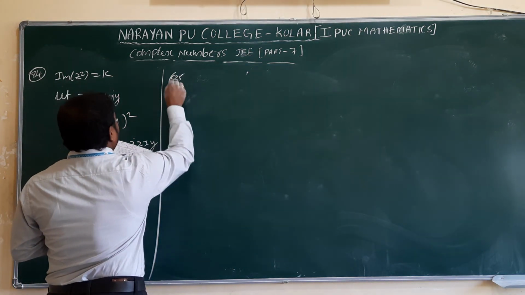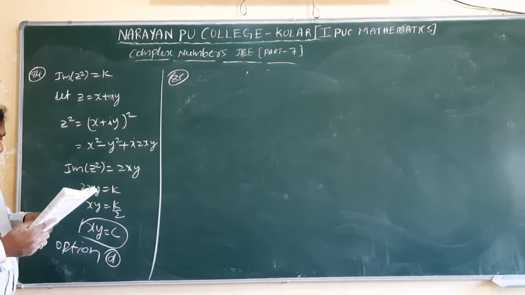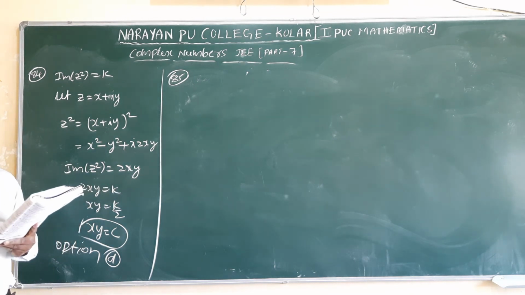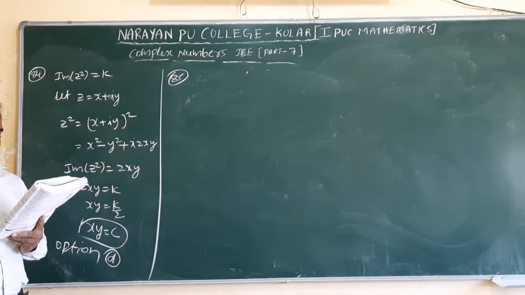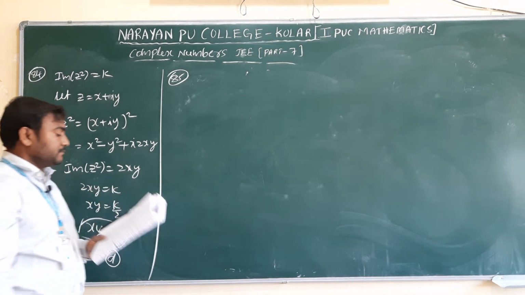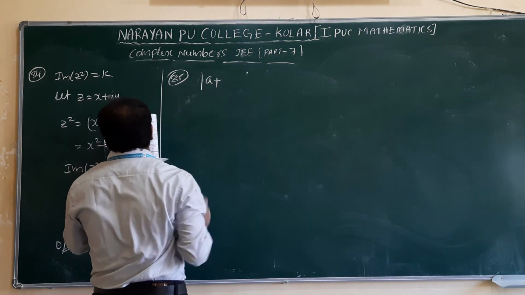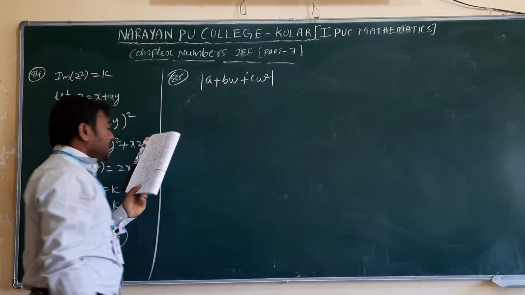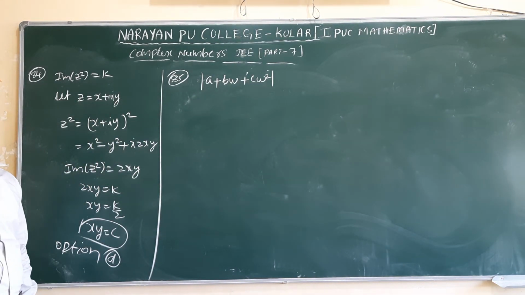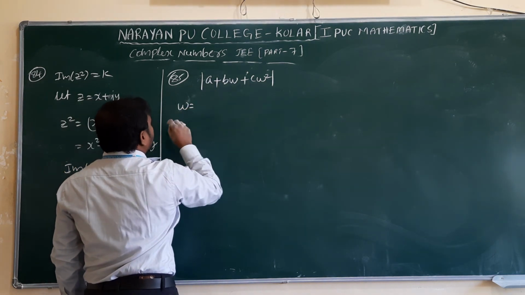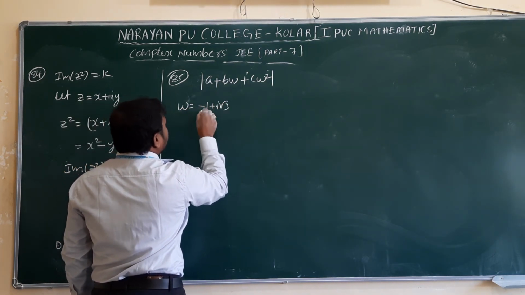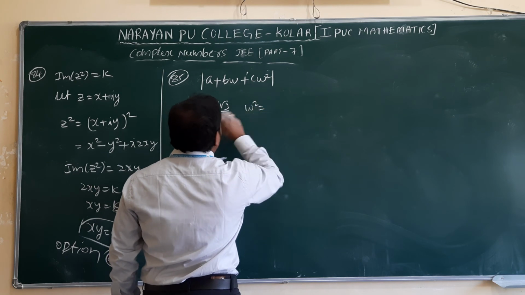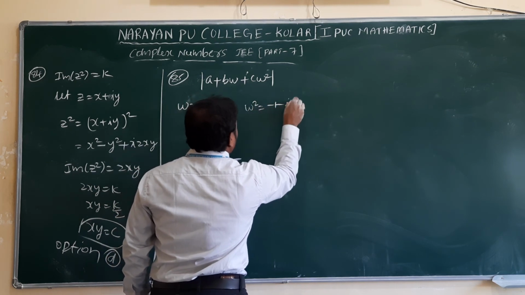Question number 85. If a, b, c are integers, no two of them being equal, and omega is the complex cube root of unity, then the minimum value of |a + bω + cω²|. Here we know that the value of omega is (-1 + i√3)/2, and omega square is (-1 - i√3)/2.